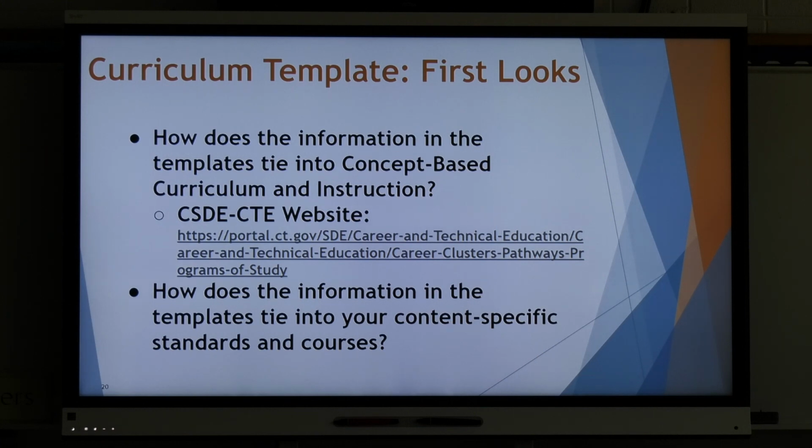You may also find that some of these are repeated more than once in your units and in your courses. And that's okay too. And some of them are not in your courses. That is okay too.